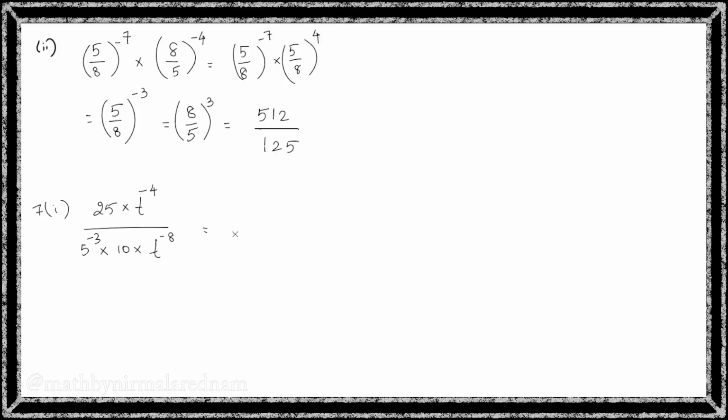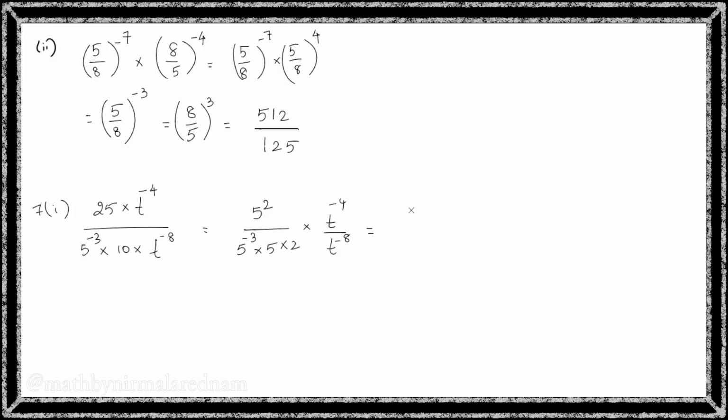So now how are you going to simplify this? We need common bases. Now 25 can be written as 5 square, right? So first let me write it as 5 square. And over here I have 5 power minus 3 into 10, which is 5 into 2, right? And then I have t power minus 4 by t power minus 8.